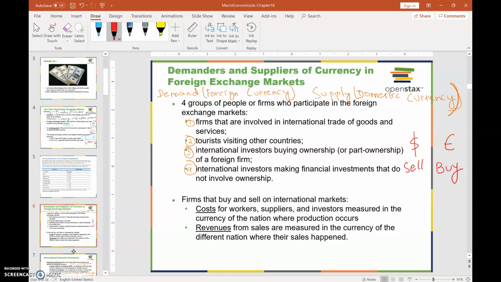We have 4 participants in the foreign exchange markets. Number 1, firms that are involved in international trade of goods and services. Number 2, tourists visiting other countries and tourists visiting the US. Number 3, international investors buying ownership or part ownership in a foreign firm. And number 4, international investors making financial investments that do not involve ownership.